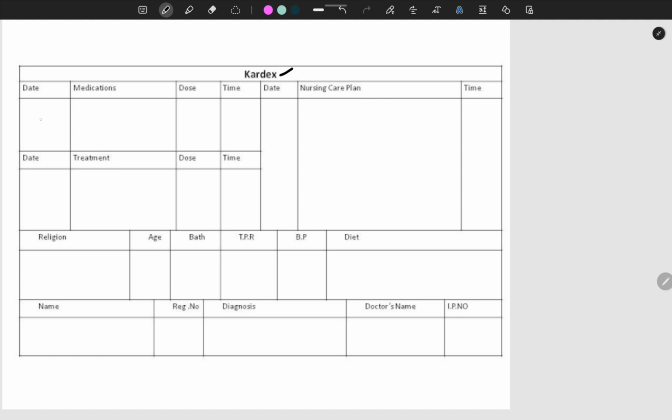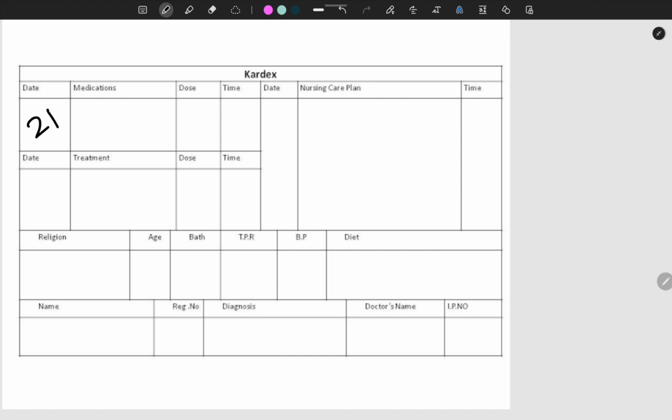So first one is the date, medications, dose and time. So this is one column. Firstly we will see about this. The first one is the date, on which date you have taken the patient. For example, today's date, it's about May 21st.